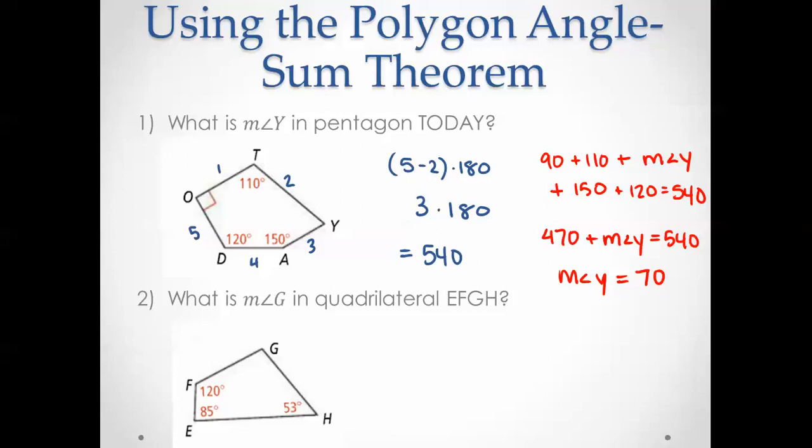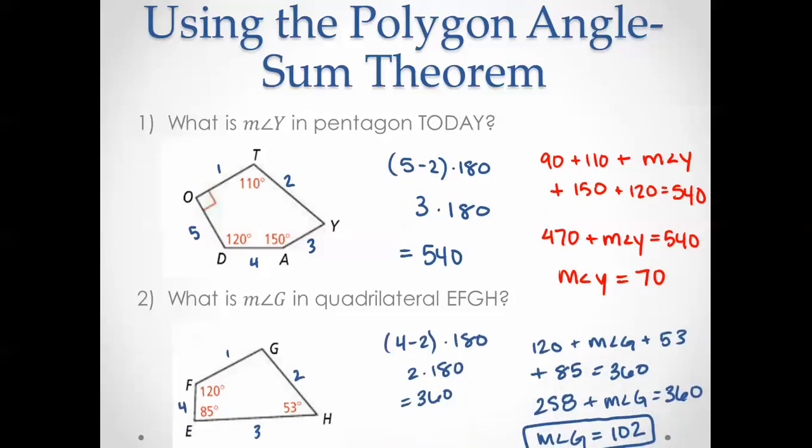Number 2, what's the measure of angle G in quadrilateral EFGH? Well, what's the sum of the interior angles of a quadrilateral? 4 minus 2 times 180, so 360. Then we do the same thing. We add up all the angle measures to equal 360, including the missing angle measure, angle G. Isolate the measure of angle G and we get 102 degrees.